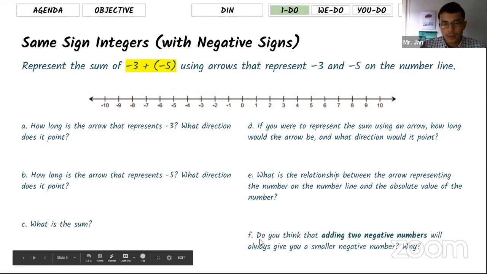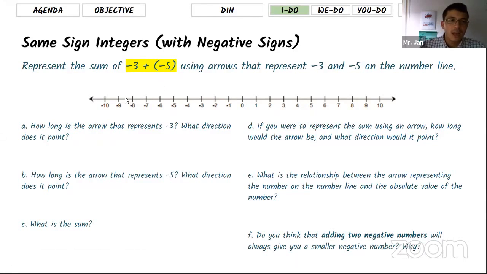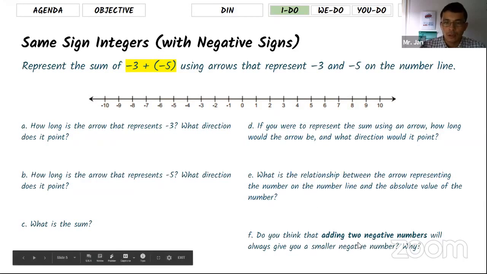Oh, by the way, I think we answered the last question. Do you think that adding two negative numbers will always give you a smaller negative number? Yes, it's because you keep going on the left side. Every time you add negative numbers, you're going a couple more units far away from zero. That's why it's getting a smaller negative number.